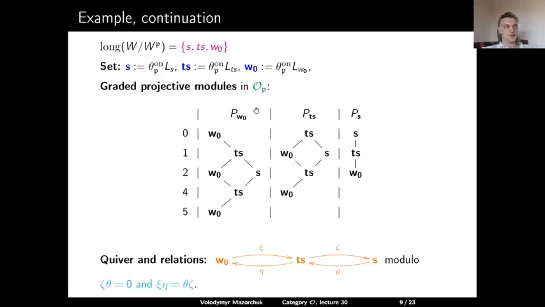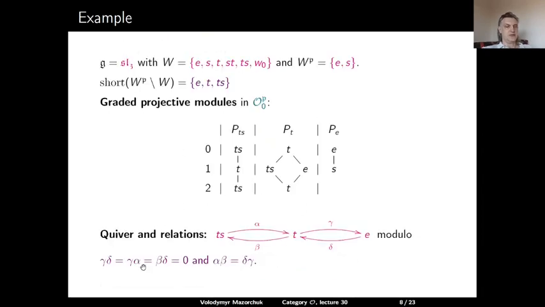The description of the algebra of this block by quiver and relations is as follows. We have three vertices, W0, TS, and S, and then the arrows psi from W0 to TS, zeta from TS to S, theta from S to TS, and eta from TS to W0. And the relations are zeta after theta is 0, and psi after eta is equal to theta after zeta. And we have seen already last time that this algebra is Koszul dual to this algebra.